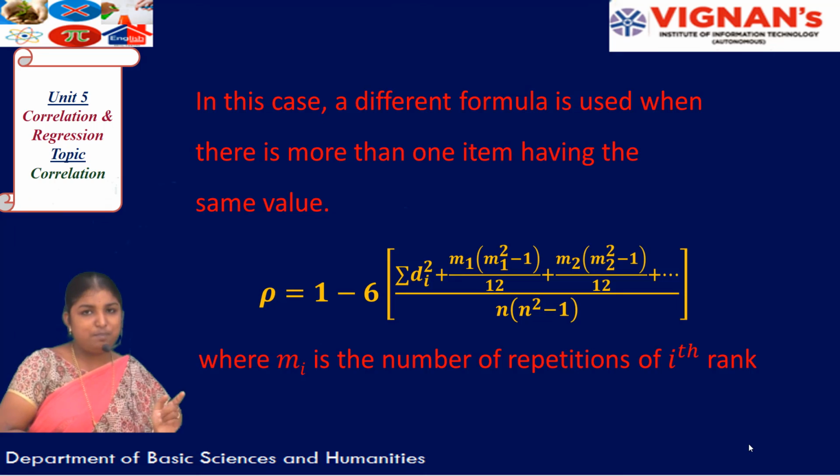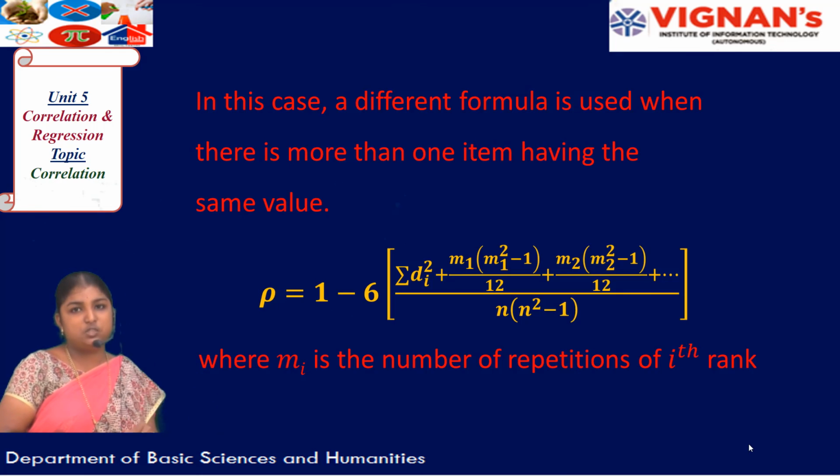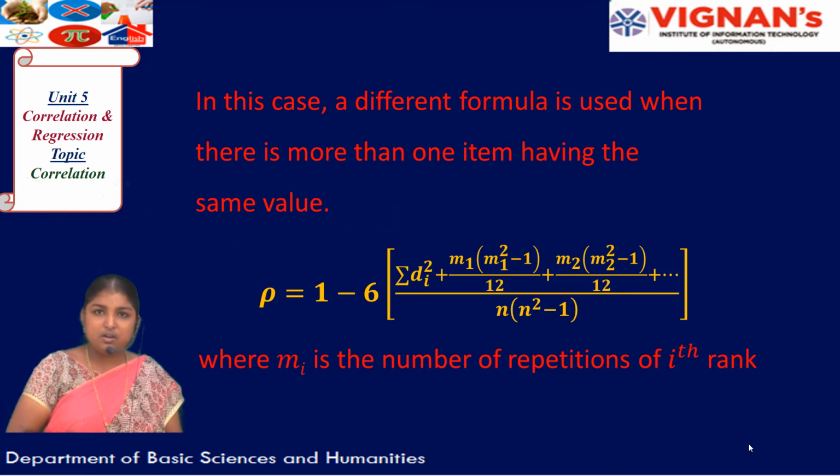So this is for repeated ranks, and the previous one is for non-repeated ranks. This Spearman's rank correlation coefficient also always lies between minus 1 and plus 1 only. So this is about correlation.